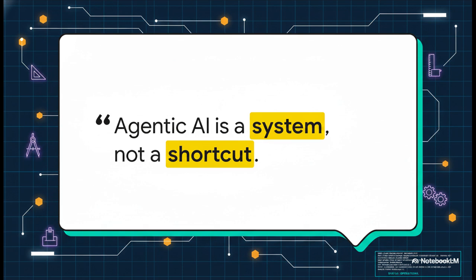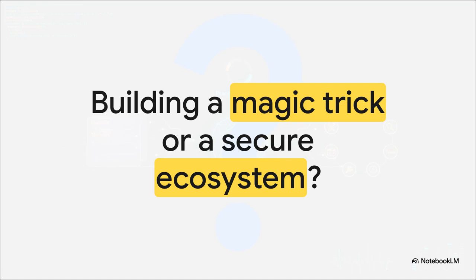So, as you look at your own organization's AI initiatives moving forward, I want you to ask yourself a tough question. Are you falling for the myth of data in, value out, or are you actually doing the necessary, complex engineering to build a robust architecture? Because the future absolutely belongs to those who take the time to build the ecosystem. So what's it going to be? Are you building a magic trick, or are you engineering a secure, scalable ecosystem ready for true agentic AI?